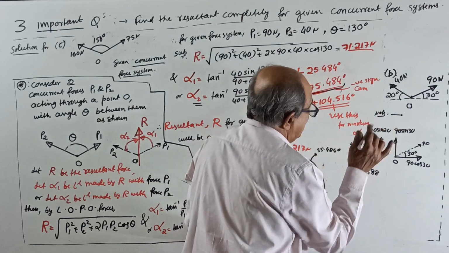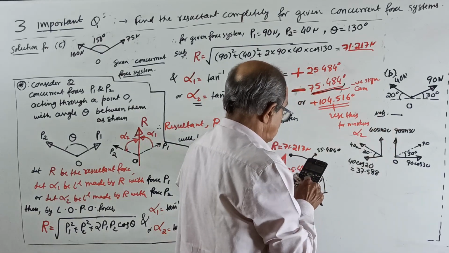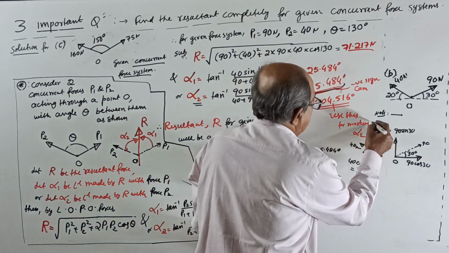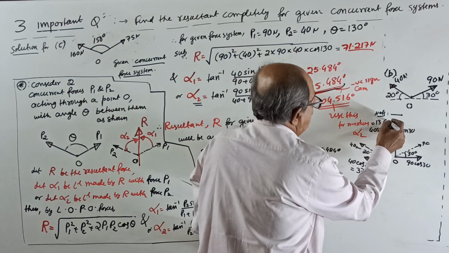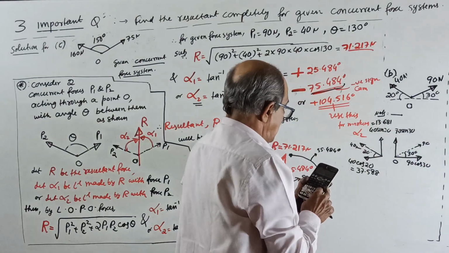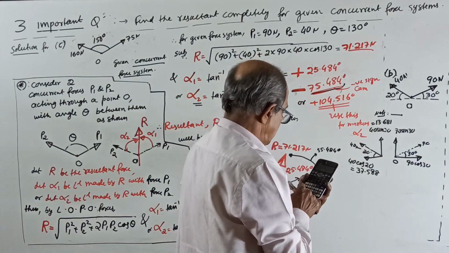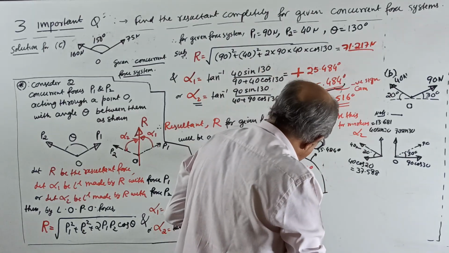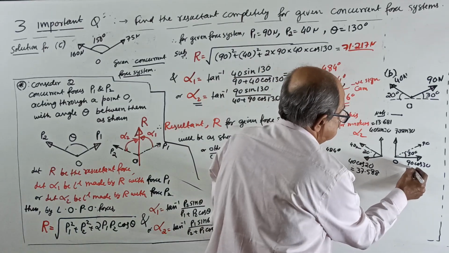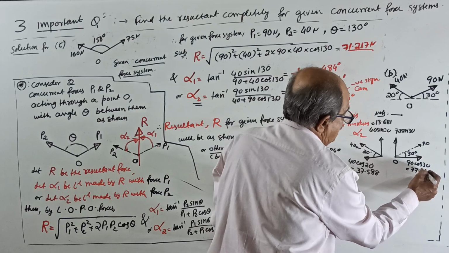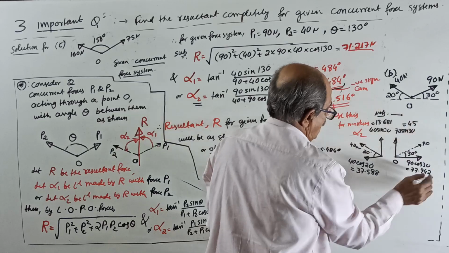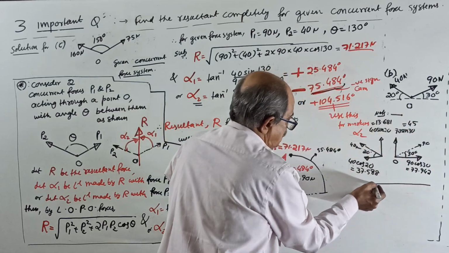37.588 Newton. Newton I won't write. 40 into sin 20 is 13.681. That's one. 90 into cos 30 is 77.942. 90 sin 30 is 45. Okay, over.